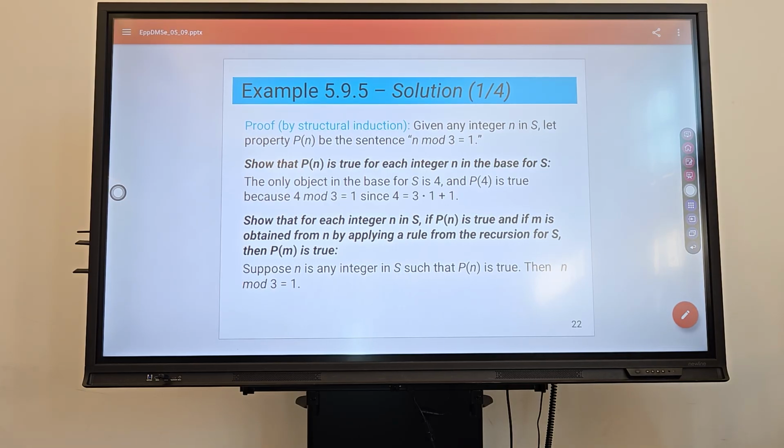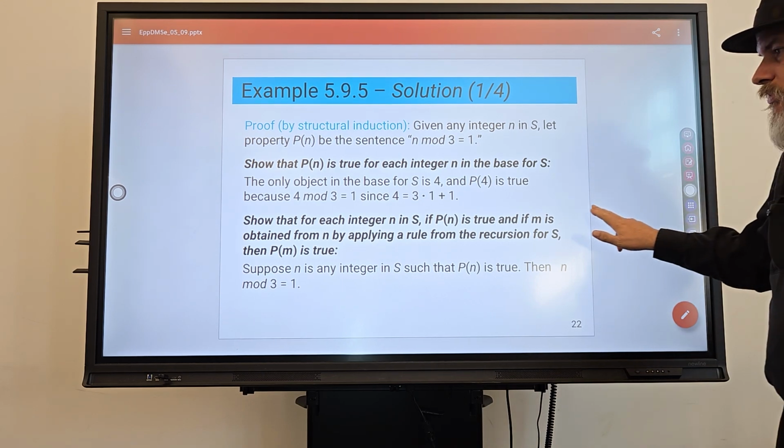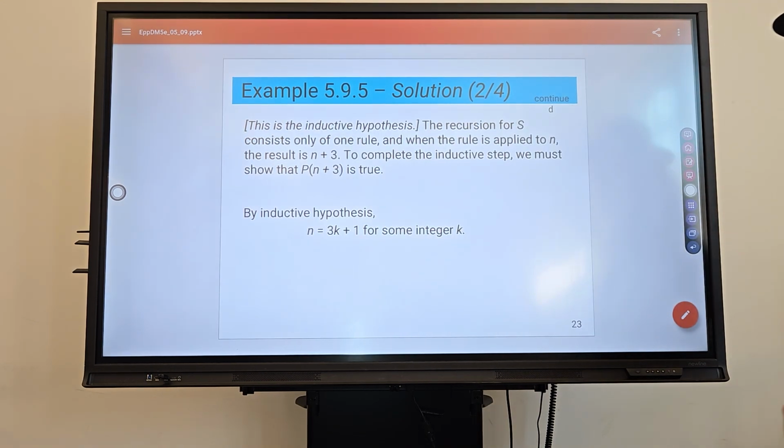Suppose n is any integer in S such that P(n) is true. Then n mod 3 equals 1. This is the inductive hypothesis. The recursion for S consists only of one rule, and when the rule is applied to n, the result is n plus 3. To complete the inductive step, we must show that P(n plus 3) is true.